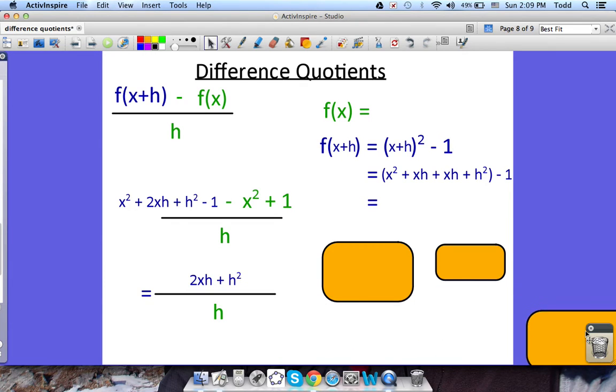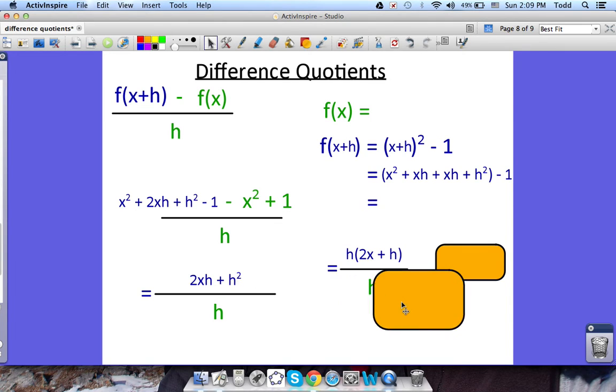So I've kind of done some of the work for you already after that. So there's what we came up with. We had 2xh plus h squared. And from here you can see in the numerator that both terms have a common factor. And that common factor is the h. So let's factor it out, see what we get. There it is. So now that h is on the outside, we're left with 2x plus h.